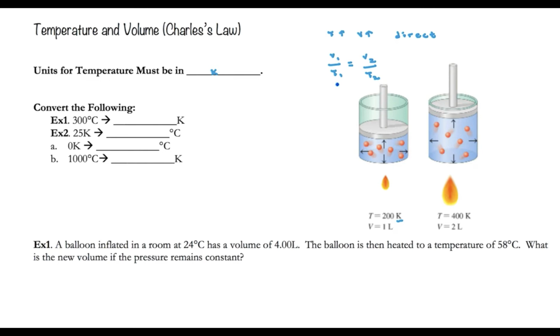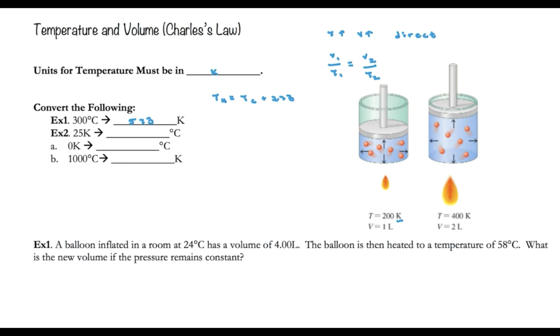Okay? So remember, to go from Celsius to Kelvin or Kelvin to Celsius, to do that conversion, the temperature in Kelvin equals the temperature in Celsius plus 273. Okay, so let's look at 2 quick examples. 300 Celsius, and I'm asking you to convert that into Kelvin. Well, I need to take my temperature in Celsius, 300, and add that to 273, and that will give me my temperature in Kelvin. So I get 573.